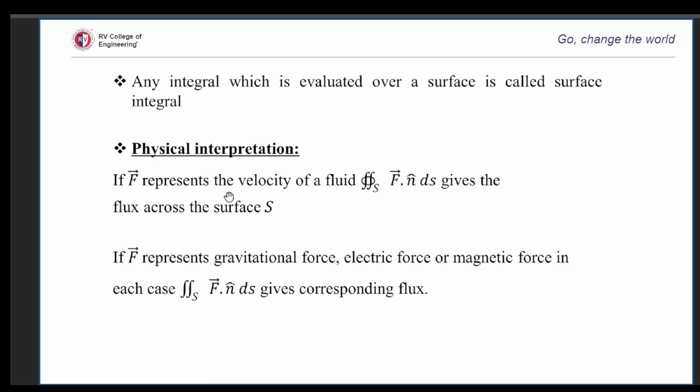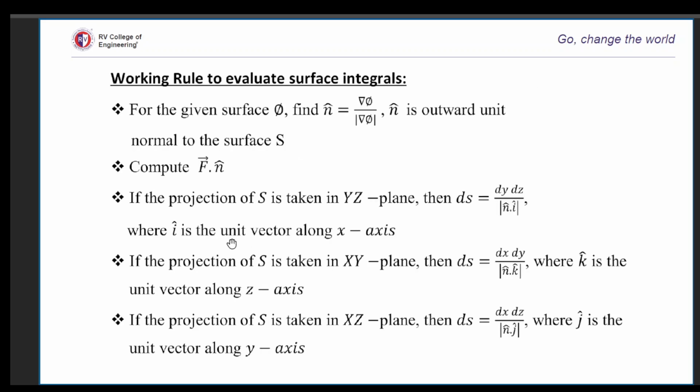If the vector function represents the velocity of a fluid, the surface integral gives the flux across the surface S. In electromagnetic theory, it may give the corresponding flux. So, the working rule to evaluate surface integrals is as follows.